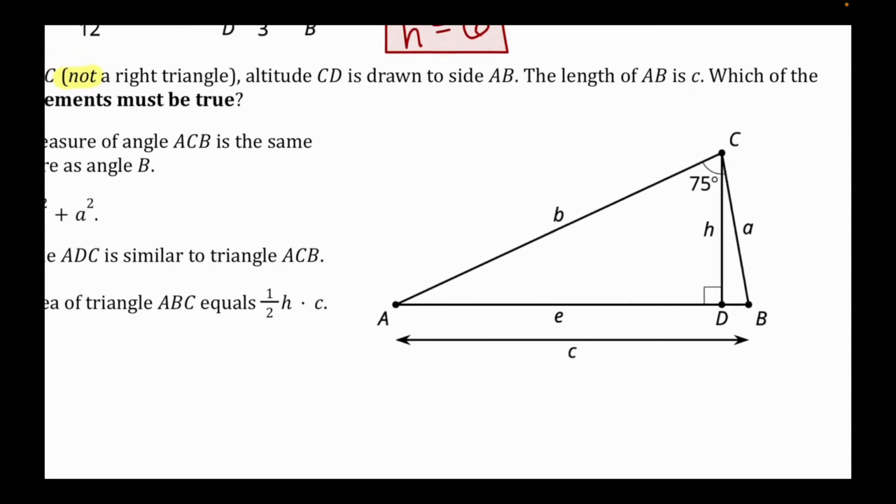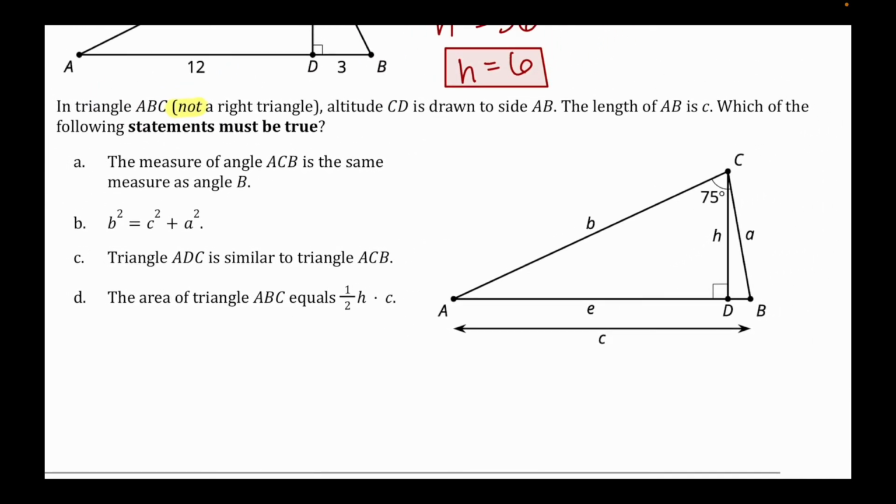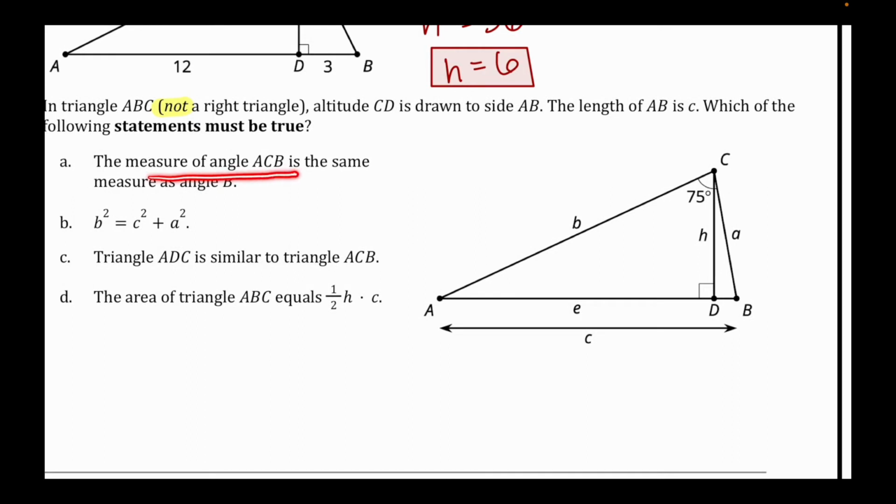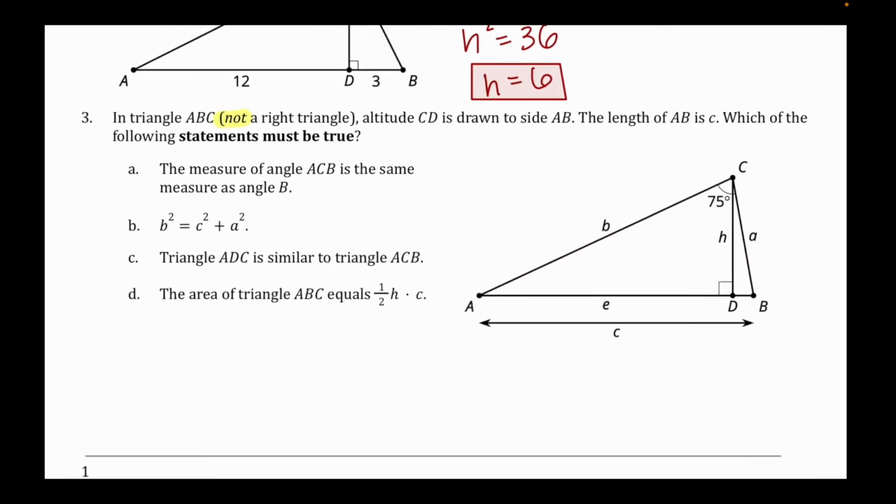And it has smaller portions. So let's look at what we actually have here. They are saying the measure of angle ACB is the same as the measure of angle B. Well, B is here, and ACB is there. Not necessarily true. Let's look at this one: B squared equals C squared plus A squared. Well, that's also not necessarily going to be true. That would be perhaps a relationship if this was a right triangle, but definitely not true on that one.